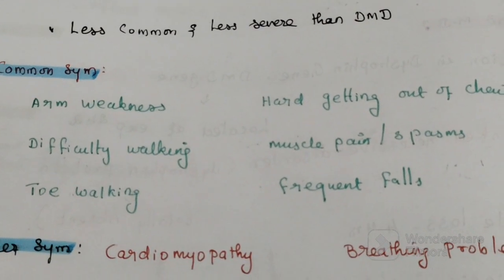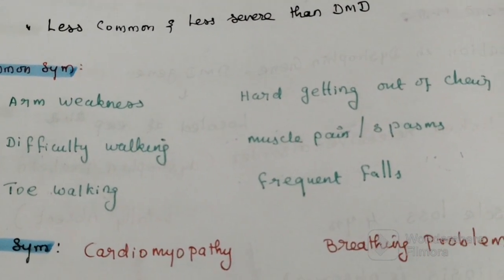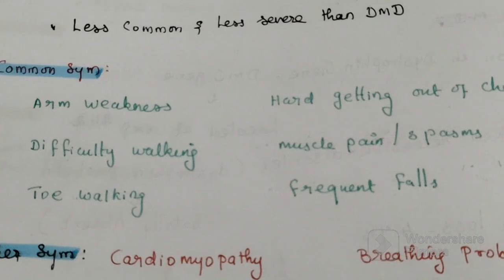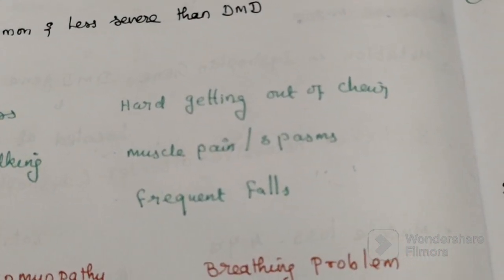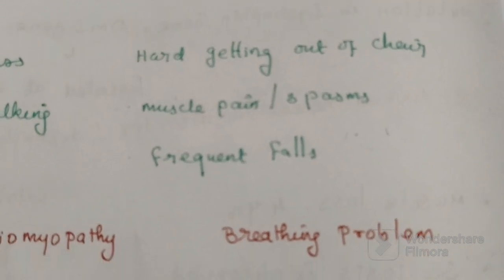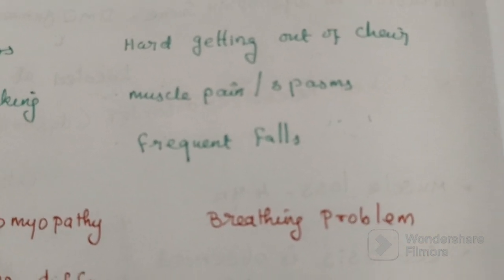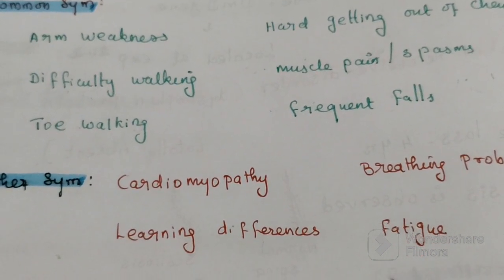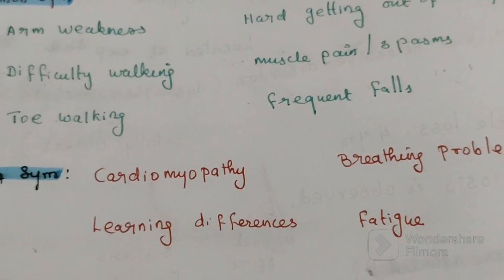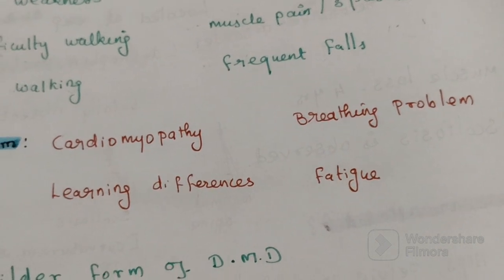What are the common symptoms? Arm weakness, difficulty walking, difficulty getting out of a chair, muscle pain or spasm, and frequent falls. Other symptoms: cardiomyopathy, breathing problems, and fatigue.